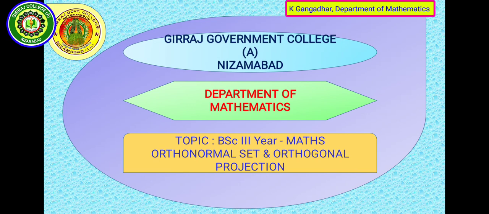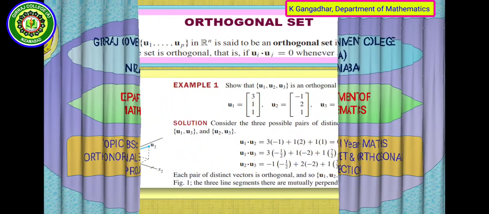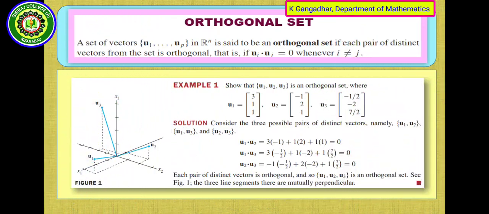So, lecture in mathematics. Today's topic is BSc third year linear algebra: orthogonal sets, orthonormal sets, and orthogonal projection. So, first, the orthogonal definition. What is the definition of orthogonal?